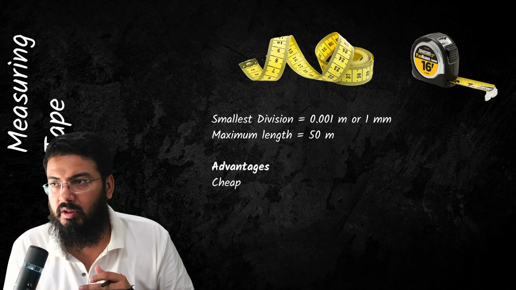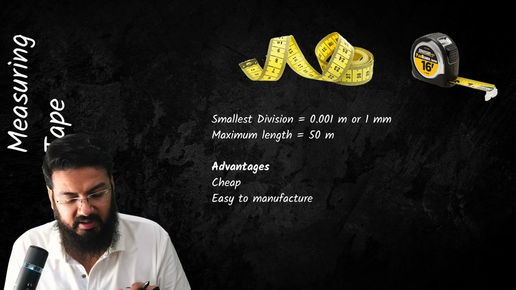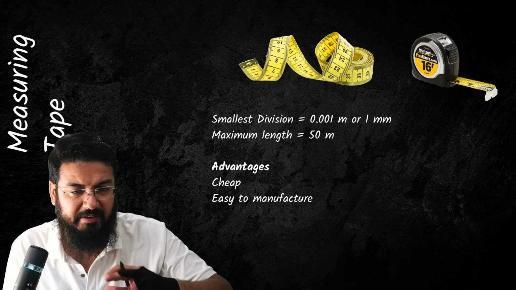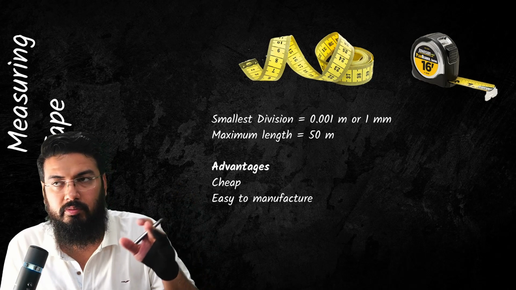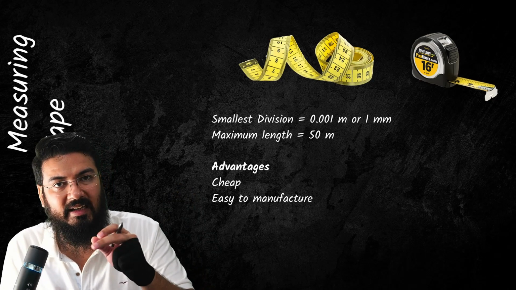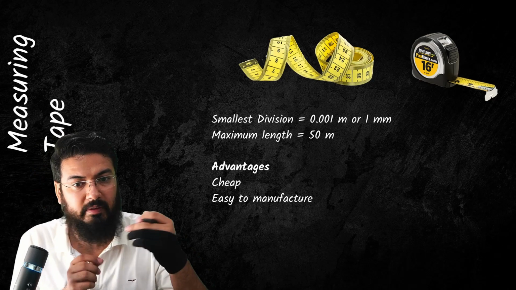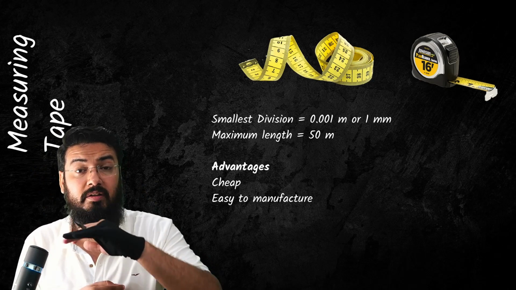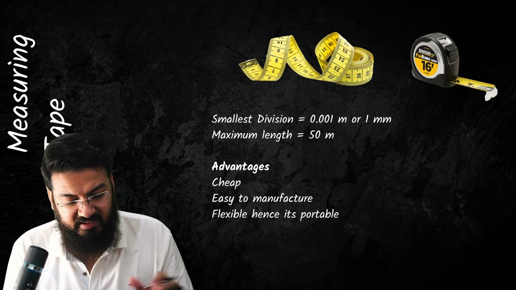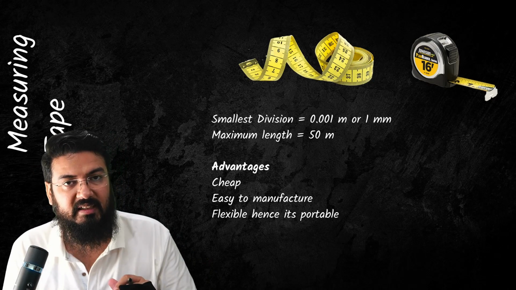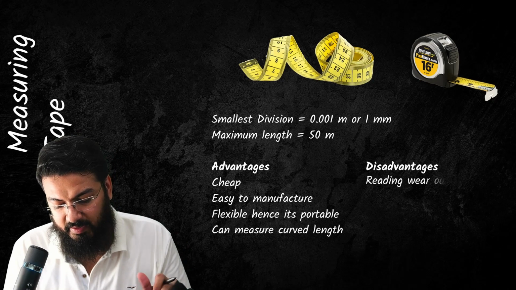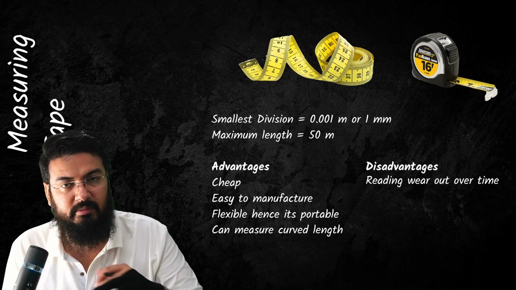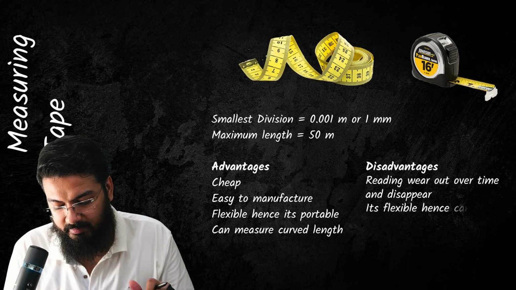Advantages, of course, it's still cheap to make. Every advantage and disadvantage is going to be like the meter rule, except for the fact that it can now measure circular. So you have a tape, it's flexible, so now you can measure curved lengths. All right, so easy to manufacture, cheap, and it can measure curved lengths, and it's portable, of course. The disadvantage is again the same as the meter rule, that readings wear out over time and disappear.